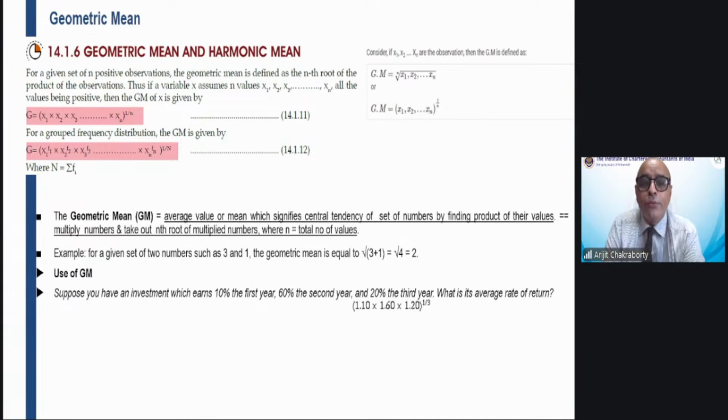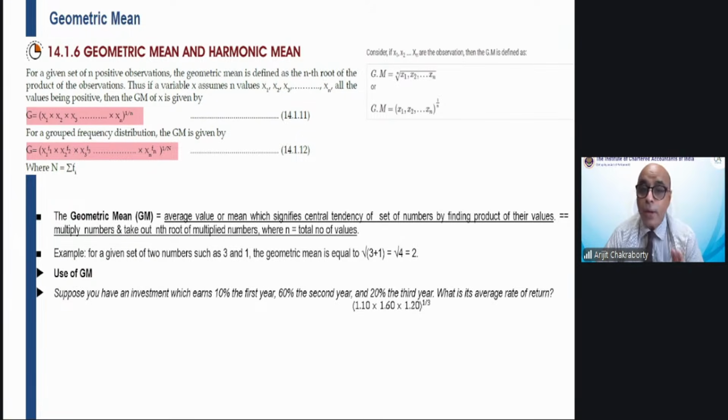Now here, if we apply arithmetic mean, what will be the average rate? So what we shall do is, year 1, the return is 10%, year 2 it is 60, and year 3 it is 20. So I will add up all these three numbers, 10 plus 60 plus 20, and I am getting 90. And since the number of years is 3, I divide by 3, and I get the average or the arithmetic mean. 90 by 3 comes to 30%.